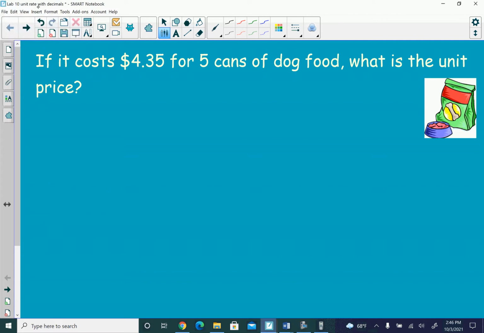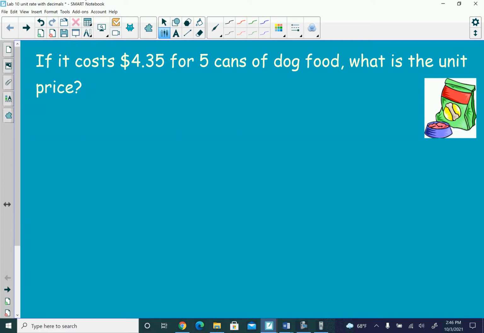Hi, sixth graders. For Math Lab number 10 today, we're going to keep going with this idea of unit rate and using division, long division, to figure out what that unit rate or unit price is. Remember, unit rate or unit price is how much for one, and unit price is really just how much money for one of those items.